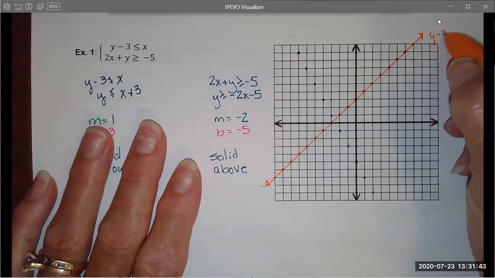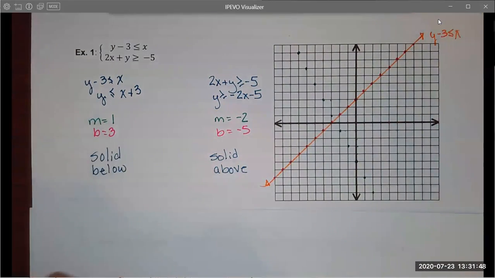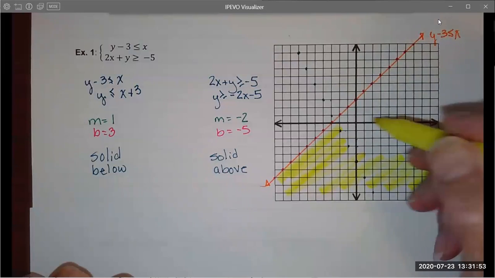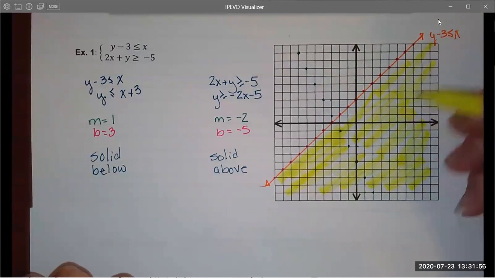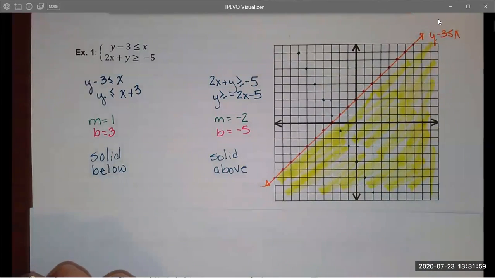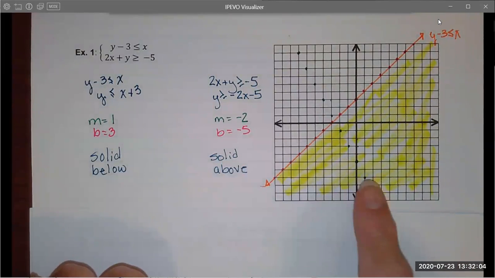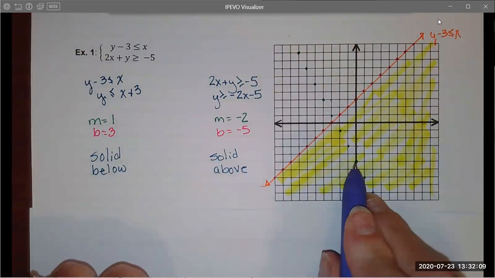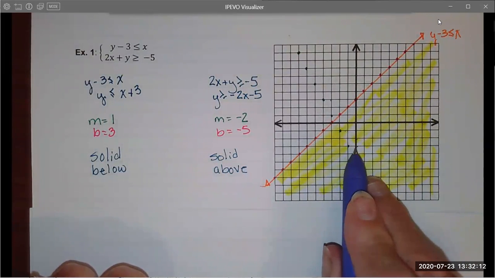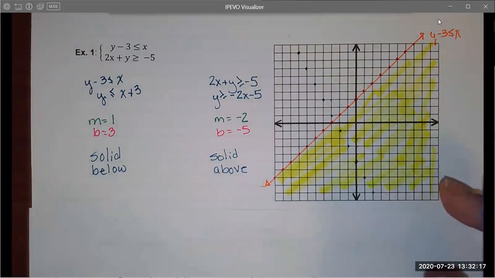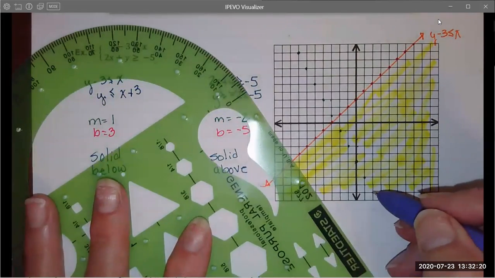I'm going to label this one so that if there's ever any question, I know which one is which. And I'm going to shade the area below. My shading is not spectacular. Forgive me. Highlighters work really well here so that you can see overlapping colors. For the next one, I am going to start at -5, and I am going to use a slope of -2, which means that I either go +2, -1, or I could go -2, +1. A negative and a positive remains negative in division.